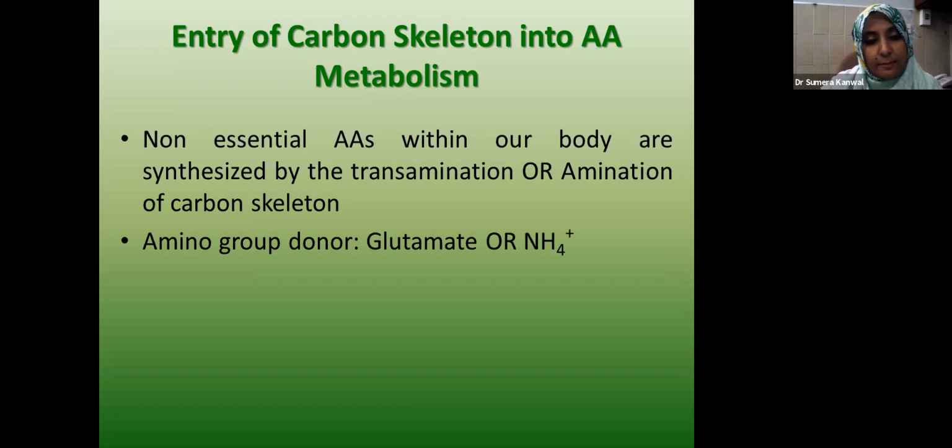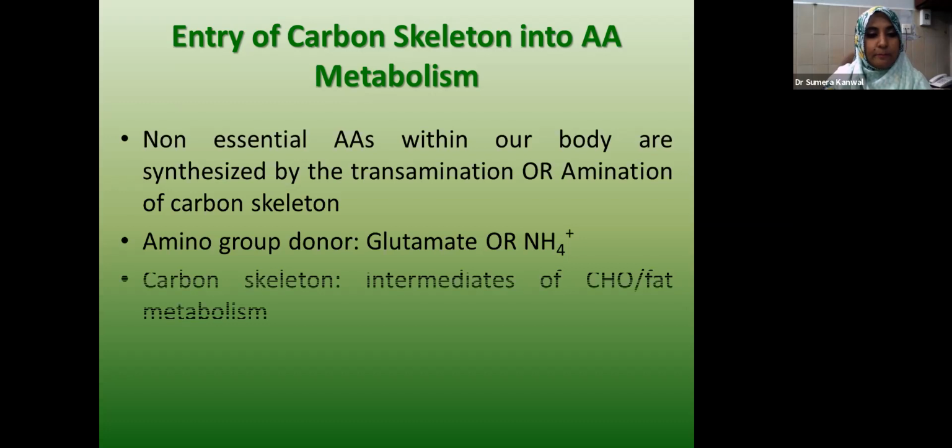The amino group donor for the synthesis of amino acid is usually glutamate if it occurs through transamination reactions. Like alpha ketoglutarate is the acceptor of amino group during transamination. Similarly, glutamate is the donor of amino group for transamination. And sometimes the amino group as free ammonia can enter into the carbon skeleton for the synthesis of amino acids. The carbon skeletons that are required for the synthesis of amino acids are the intermediates of carbohydrate metabolism and fat metabolism.